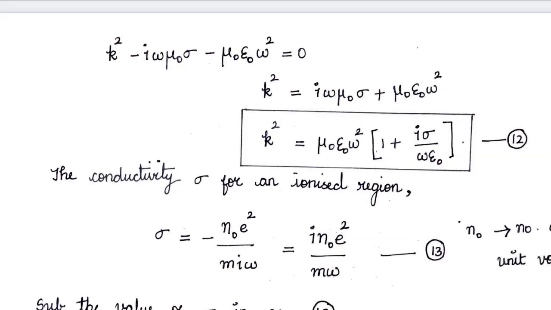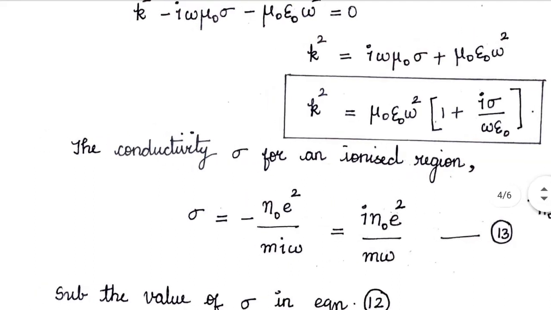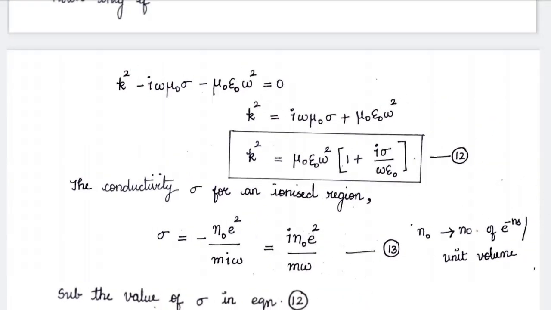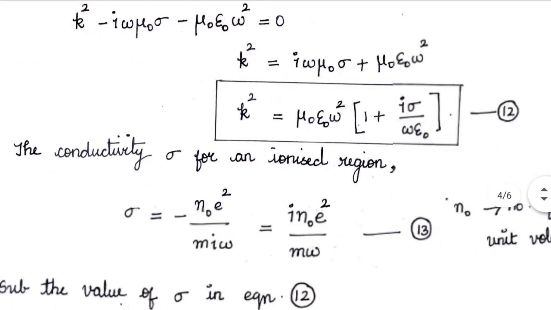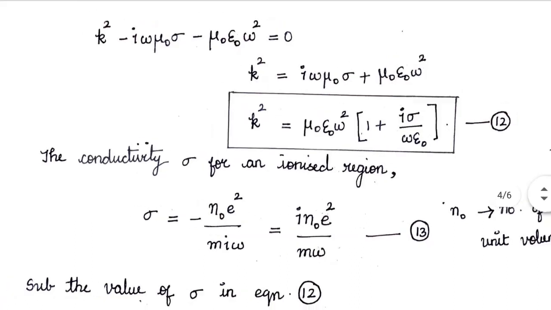Generally, for an ionized region, the conductivity sigma is given by minus n naught E square by m into I omega. Here n naught is nothing but the number of free electrons available per unit volume. So, we are multiplying by I and dividing by I. So, we get I n naught E square. In the denominator, you will get I square, so it becomes minus 1. Already a minus is there. So, I n naught E square by m omega.